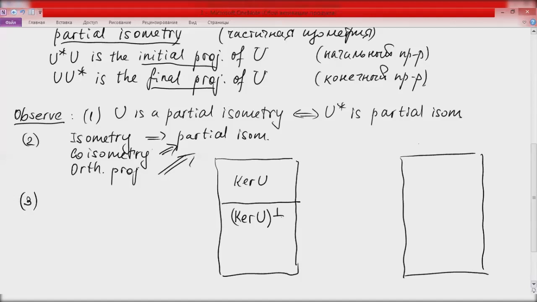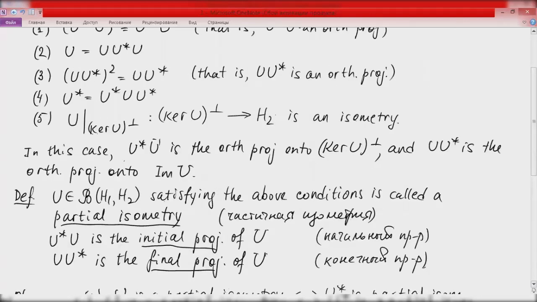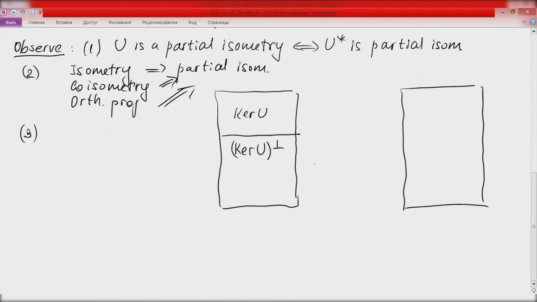So if U is a partial isometry, then by condition 5 of our theorem, the restriction of U to the orthogonal complement of the kernel is an isometry. So U takes the orthogonal complement of the kernel isometrically onto its image. And this is an isometry. And of course, the kernel of U goes to 0.